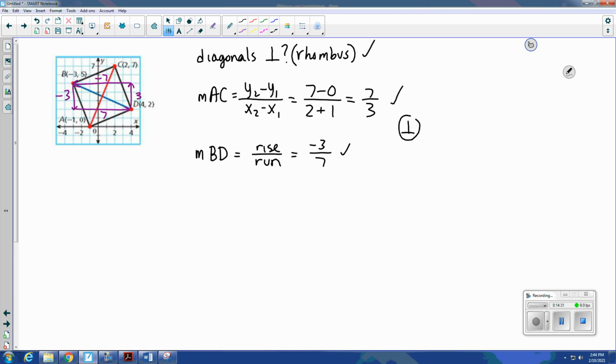Now, do we have a square? Well, if we have a parallelogram that is a rectangle and a rhombus, we have a square. There's no additional work needed. We just verified that all sides and all angles should be congruent through the verification that we have a rectangle, a rhombus, and the initial verification that we had a parallelogram.